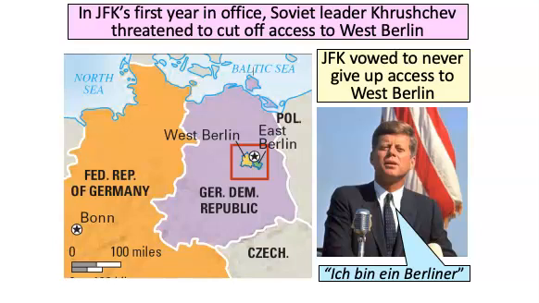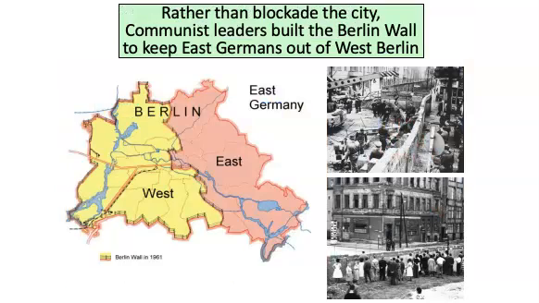However, rather than blockade the city like Stalin had done, Khrushchev and the other communist leaders decided to build what would become known as the Berlin Wall to keep East Germans out of West Berlin. They had been fleeing there by the hundreds for better jobs and living conditions on the western side of the city. The wall would go up virtually overnight. Eventually, the Berlin Wall would really come to symbolize the division between the two sides.